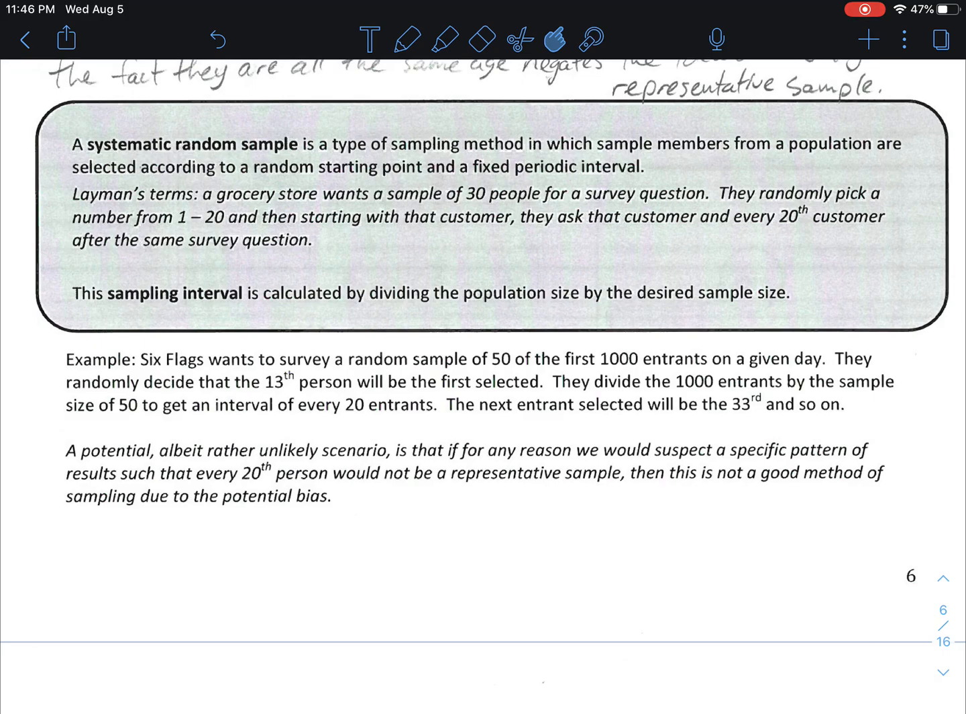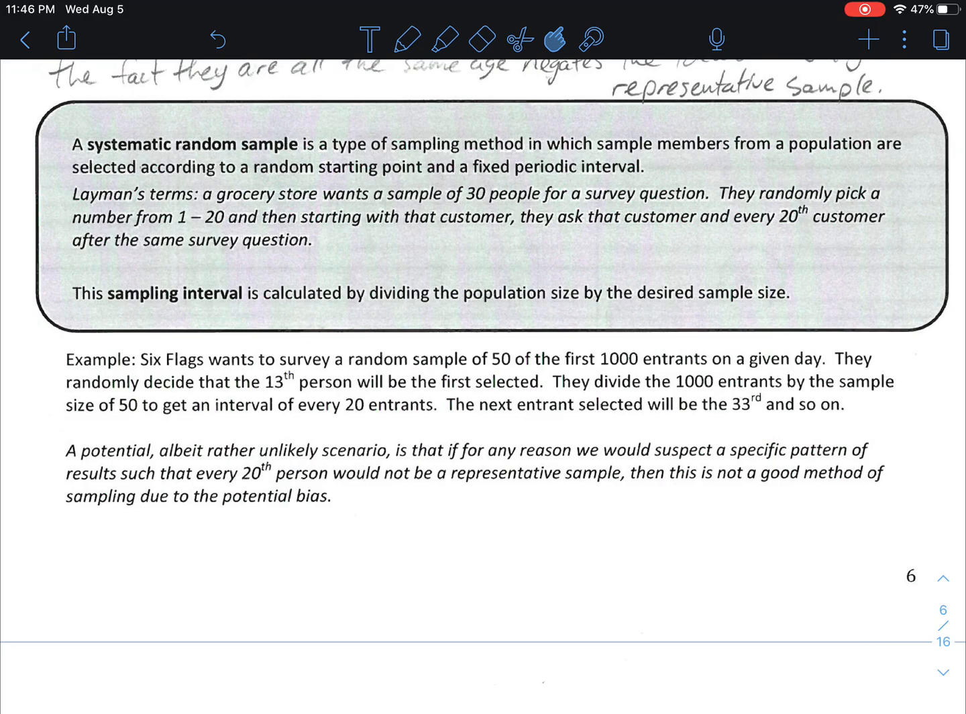Six Flags wants to survey a random sample of 50 of the first 1,000 entrants on a given day. In this case, they said the first 1,000, so that kind of makes sense. They might not know how many are going to be there total, but they just want to get an idea of those first 1,000. They randomly decided the 13th person will be the first selected, and then they divide the 1,000 entrants by the sample size of 50, get an interval of every 20 people. So then the 33rd and the 53rd and the 73rd and so on.